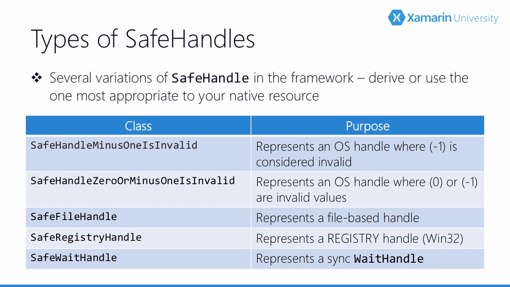What value is considered invalid? Is it just -1, or is it 0 and -1? In other words, it has to be a positive value. We also have the SafeRegistryHandle. This is used predominantly in Win32 to access the registry. And then we have the SafeWaitHandle that allows us to clean up synchronization primitives that are used in .NET.